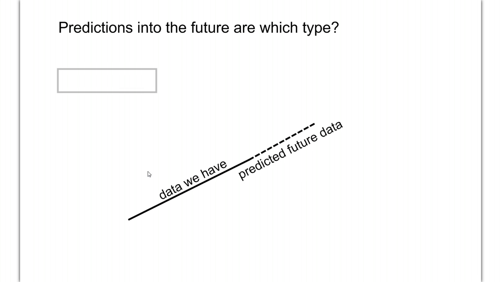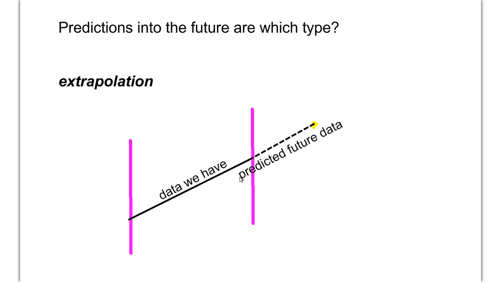When you're making predictions into the future, you're bounded by the data you have up until the present moment. So you have so much data in the past, you have data up to the present, and you're making predictions on future data. When you do that, when you make predictions about the future, you are using extrapolation. You are extrapolating into the future.